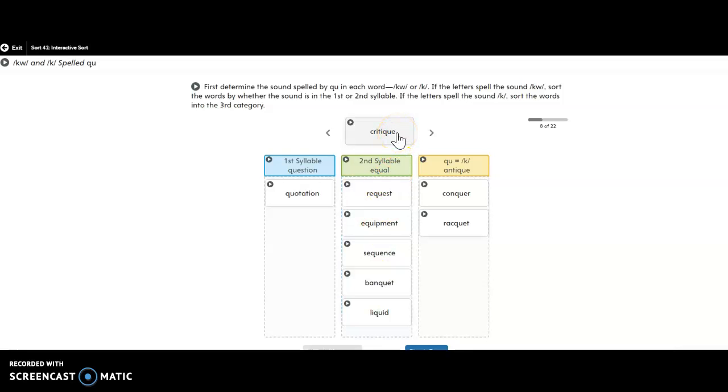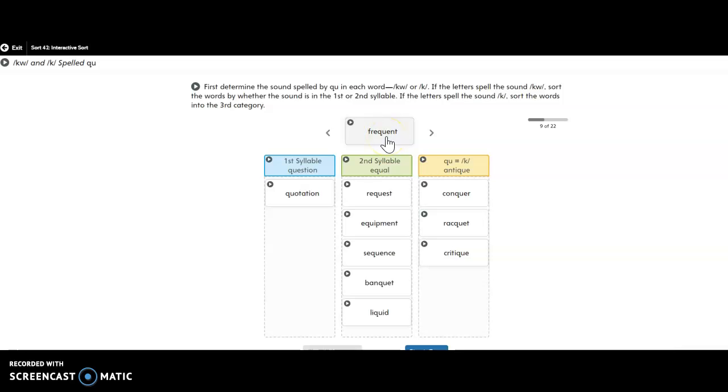Next is critique. A critique is a formal review, usually of a piece of art or a piece of writing. You can also critique others by giving them feedback on something that they've done. Critique. I hear k. Actually, it sounds a lot like antique, so that's a good sign, right? If the guiding word, the example word, resembles the words in the heading. Critique.